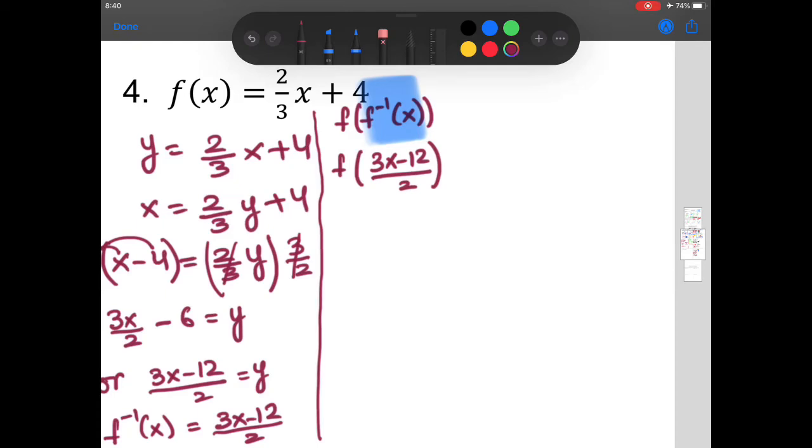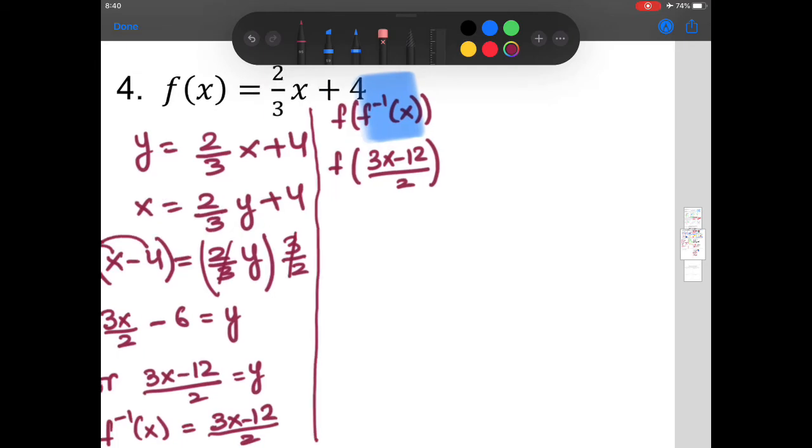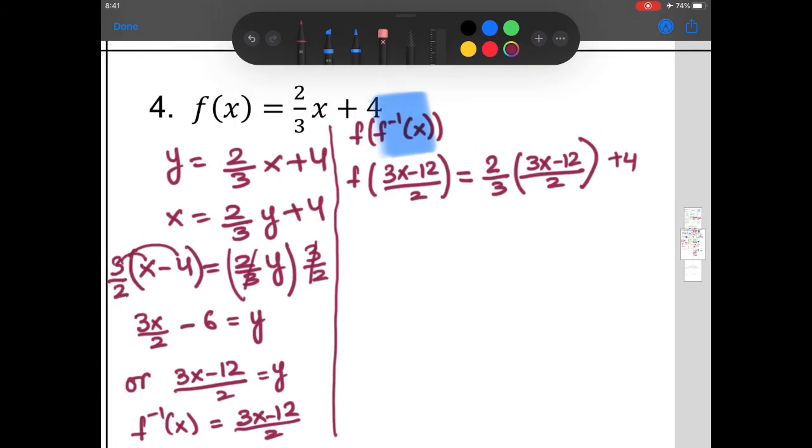So now I'm going to go to my f function, and wherever I see x, I'm going to substitute that with 3x minus 12 over 2. So that's going to be equal to 2 over 3, and instead of x, I'm going to write 3x minus 12 over 2, plus 4. So here, let's simplify this, not factor it.